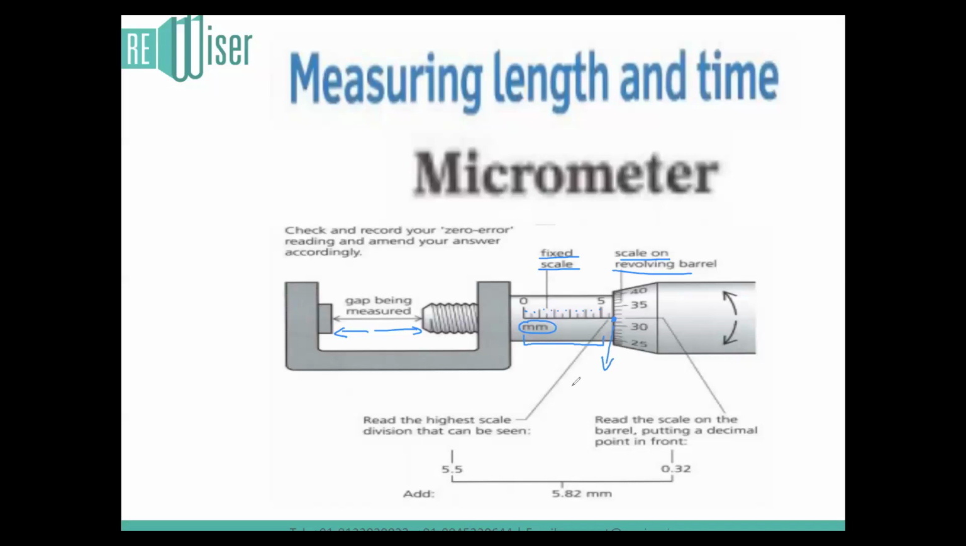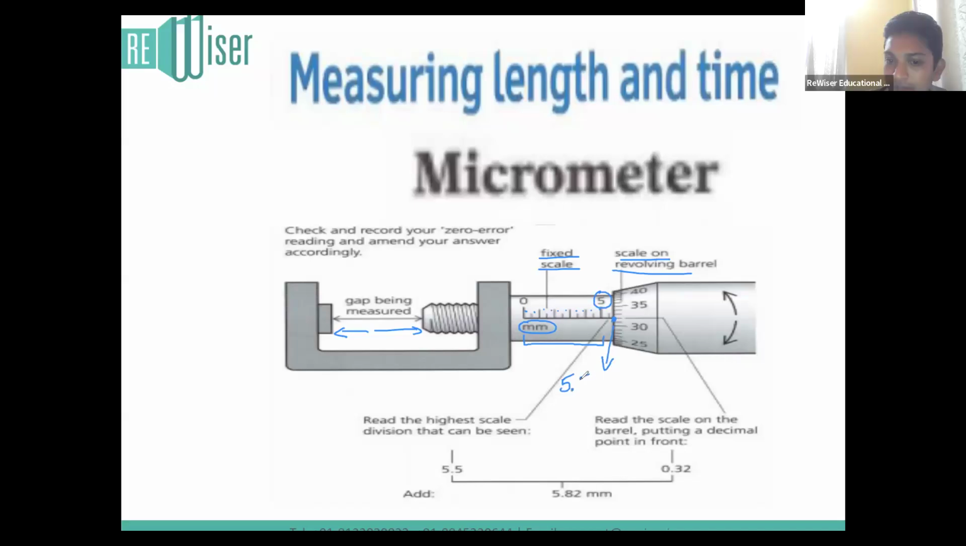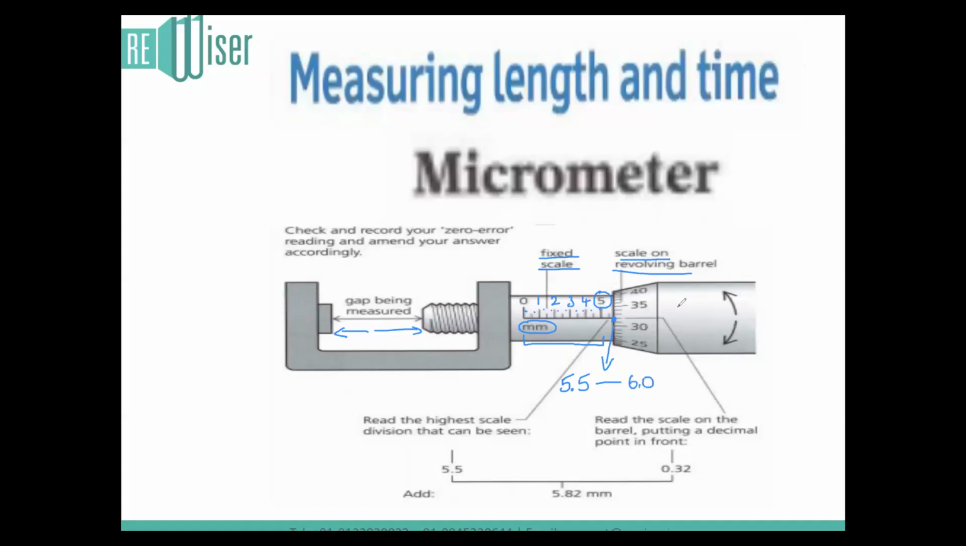Is it 0.55, or is it after 5? Okay, sorry, 5.5 and 6. Good. That is right, because this is 0, this is 1, this would be 2, this would be 3, this would be 4, and this would be 5. So this reading is somewhere between 5.5 and 6.0. Am I correct? Yes. How much exactly is it between 5.5 and 6?